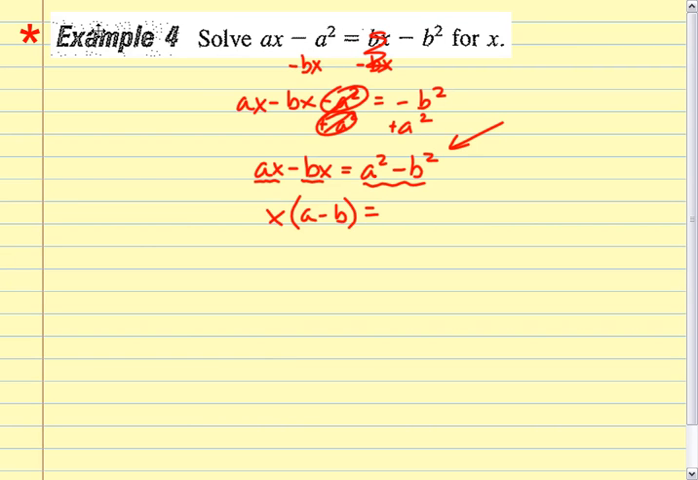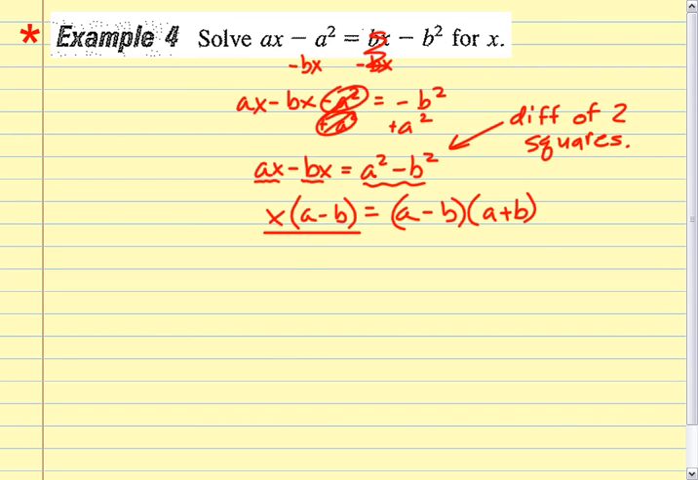How many terms are there? 2. Let me think. What could I do when I have 2 terms? It's possible they could be the difference of 2 squares. Good. So I need to factor that, and I'm going to get a minus b times a plus b. Beautiful. Now, remember, if I'm solving for x, I want to get it by itself. And right now it's being multiplied by a minus b. So I need to divide by a minus b on both sides. Keep those quantities wrapped up in those parentheses.